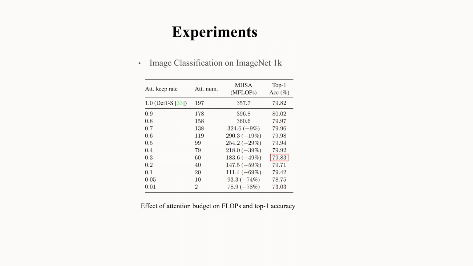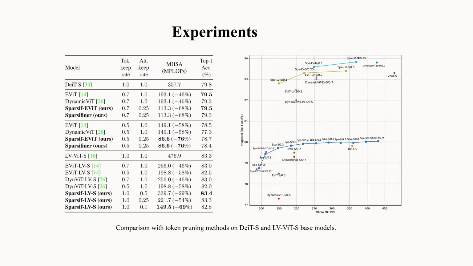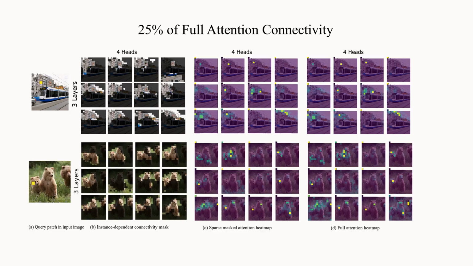We train and evaluate Sparsifiner on ImageNet. Compared to the full attention baseline DeiT, Sparsifiner can achieve over 73% reduction in multi-head self-attention FLOPs with minor accuracy drop. We compare Sparsifiner with the state-of-the-art token pruning method. Sparsifiner achieves superior performance and accuracy trade-off compared to the baseline.